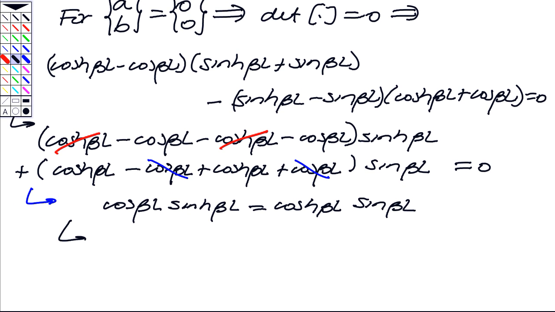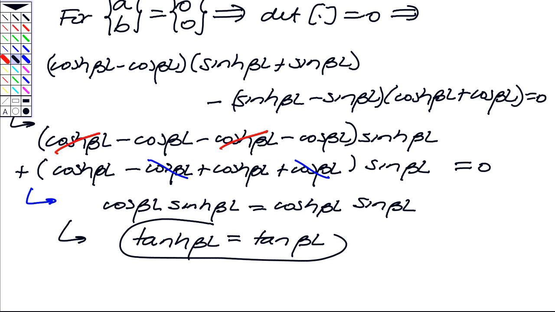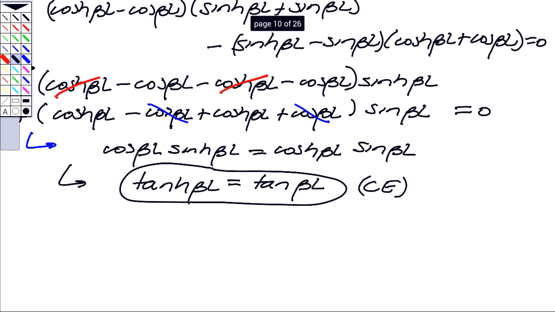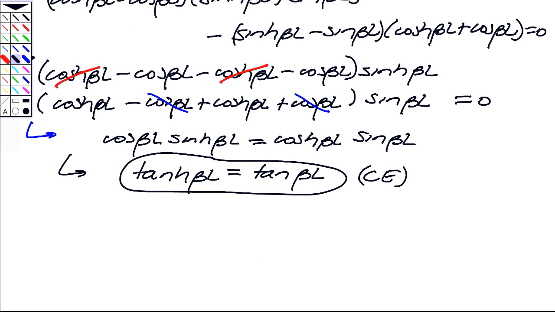Can write that. If I divide both sides through by cosh beta L and cosine beta L, my characteristic equation becomes hyperbolic tangent beta L is equal to tan beta L. So this is our characteristic equation. We need to solve that. There are not closed form solutions for this, so we'll have to rely on MATLAB to give us the answer. So what we will do, as we have in the past, is make a sketch.